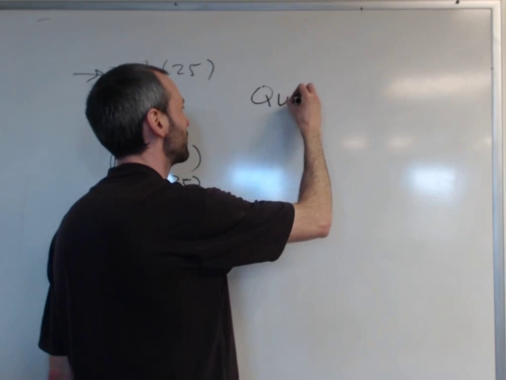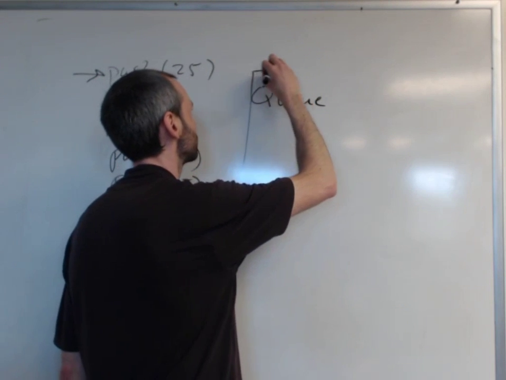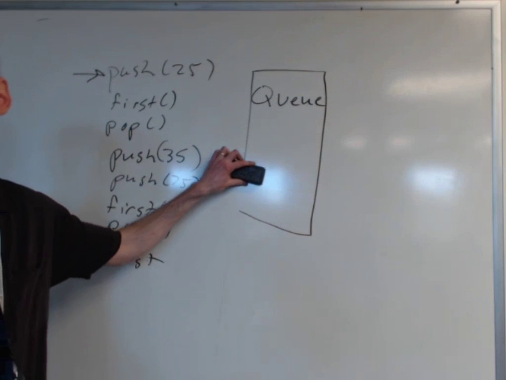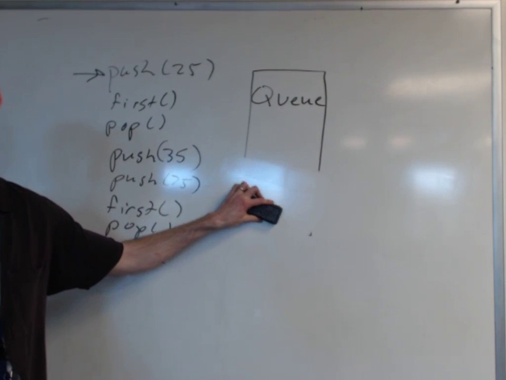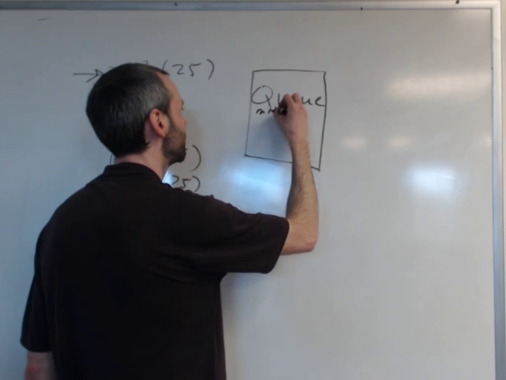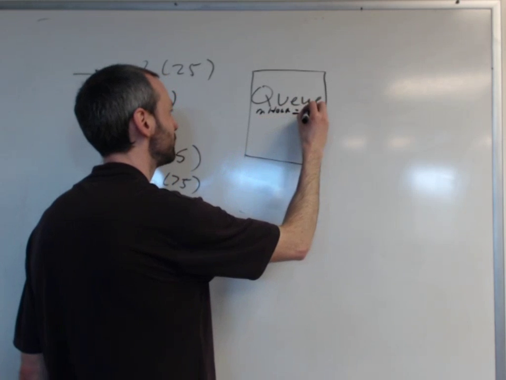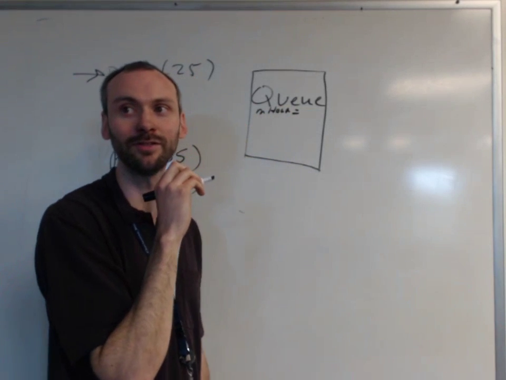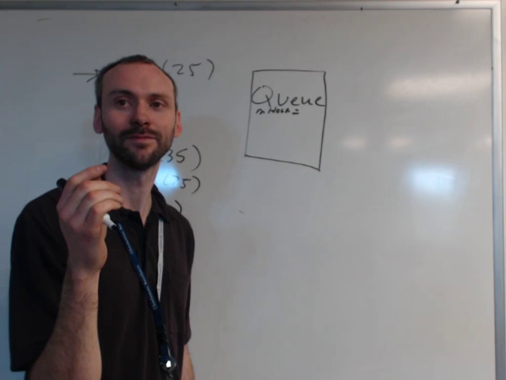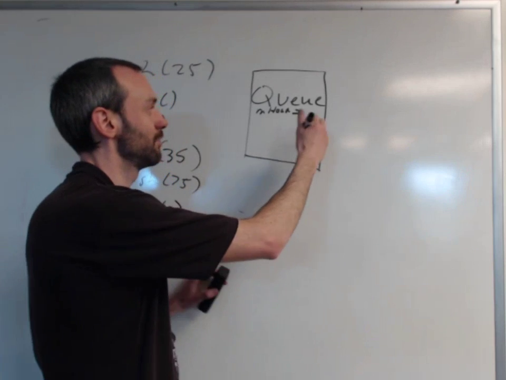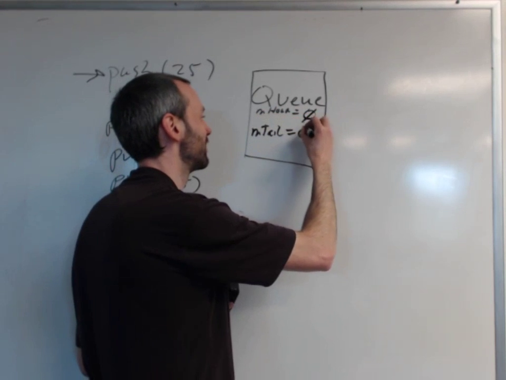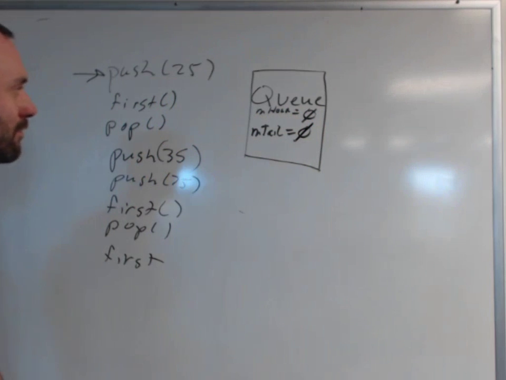We have our Q object. All right, so we have m_head, which initially points to... When you initialize the Q, we haven't pushed yet, so it points to null. And m_tail points to null as well.